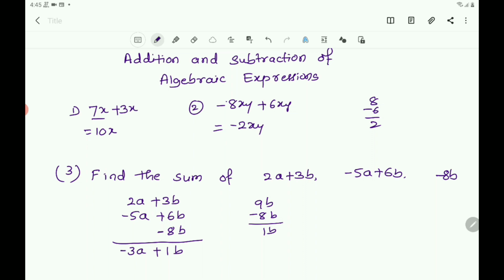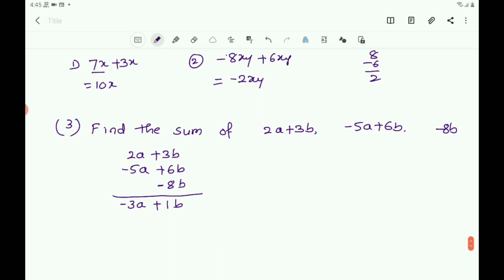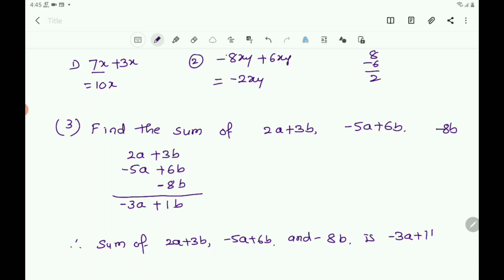So you got the sum of 2a plus 3b, minus 5a plus 6b, and minus 8b as minus 3a plus 1b, that is minus 3a plus b. Therefore the sum is minus 3a plus 1b, which is nothing but minus 3a plus b.